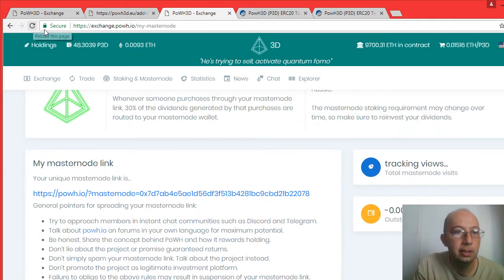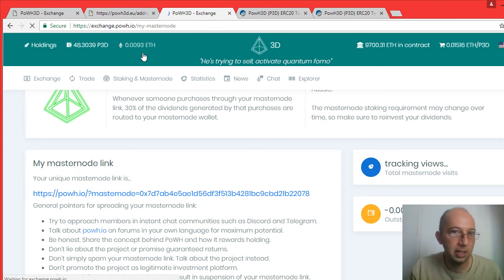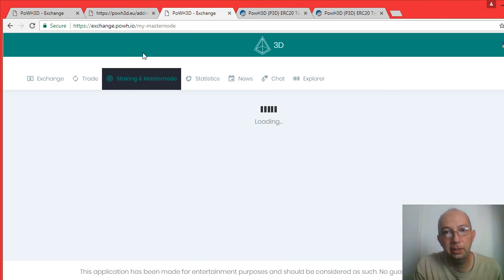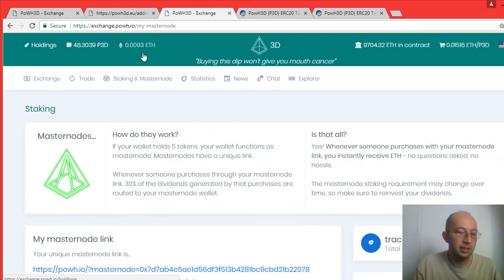Let's refresh here. See if we either get some more P3D because my reinvestment order went through, or if we get a little more dividends. That's the other thing I like, is the dividends are just all day long. It's not like you gotta wait until the end of the day and then they're posted. It's whenever it interacts.